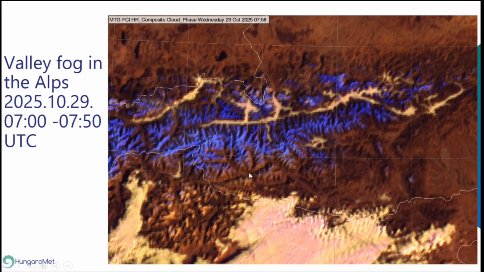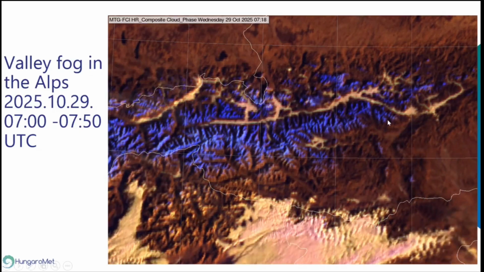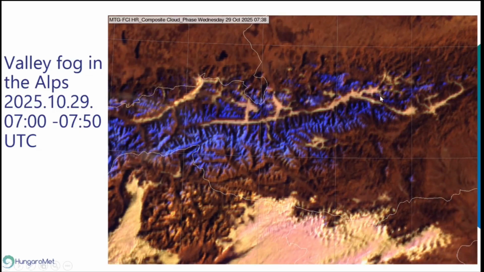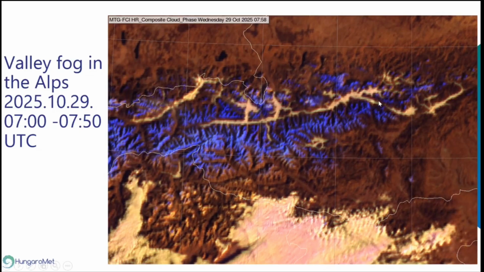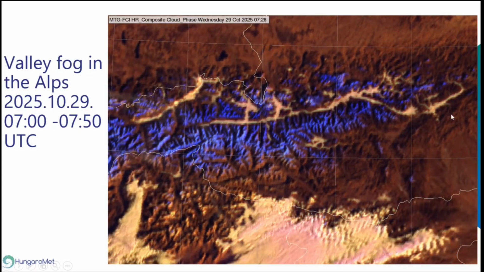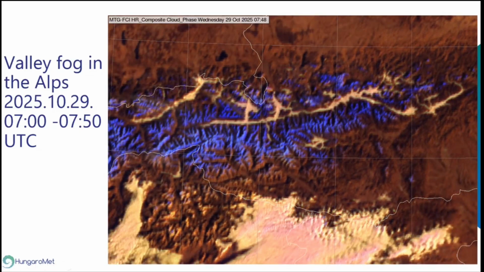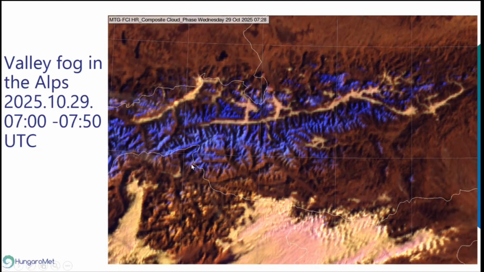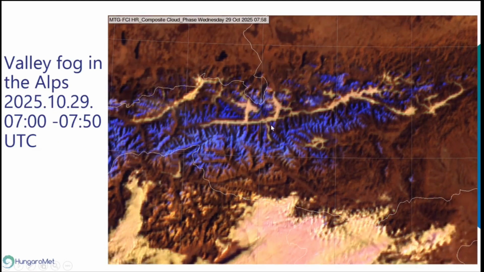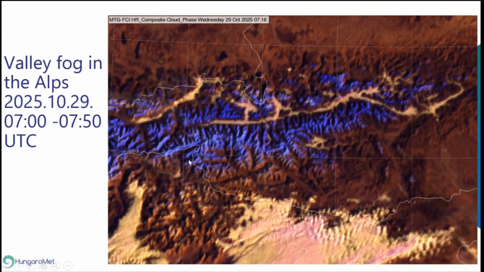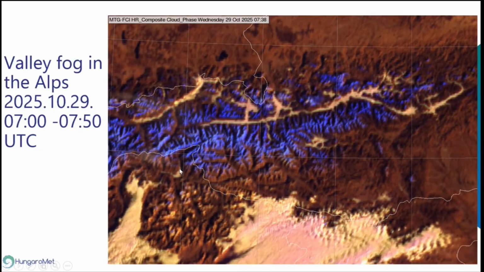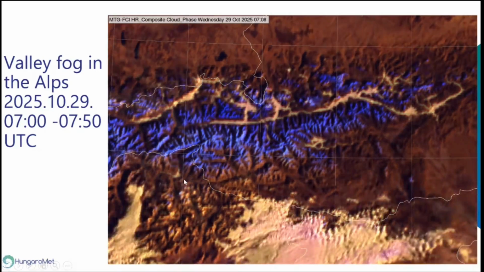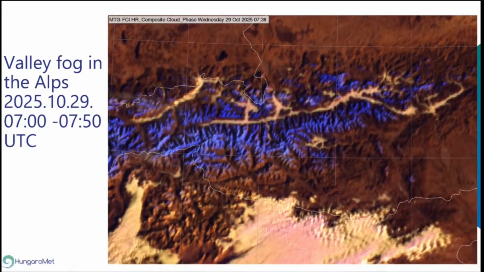I will stop the annotation. I hope you can see my mouse. Yes, okay, good. This is one of the places where you can see the fog dissipating. And what it seems like, if we concentrate on this area, in this valley, or even this as well, it seems like the fog is moving into the valley. But this is not the case, actually.